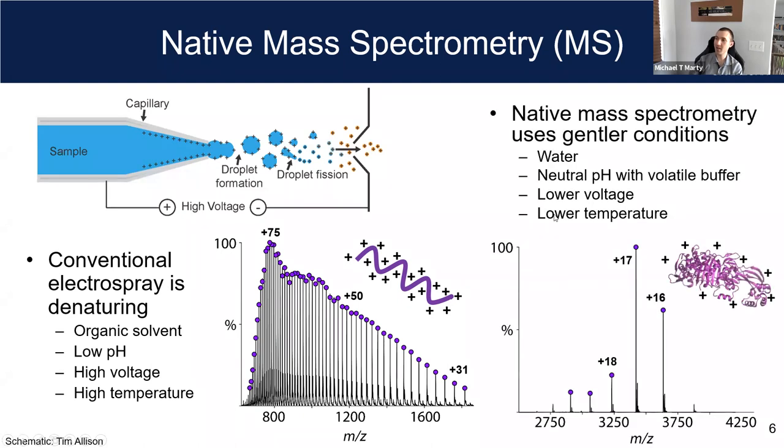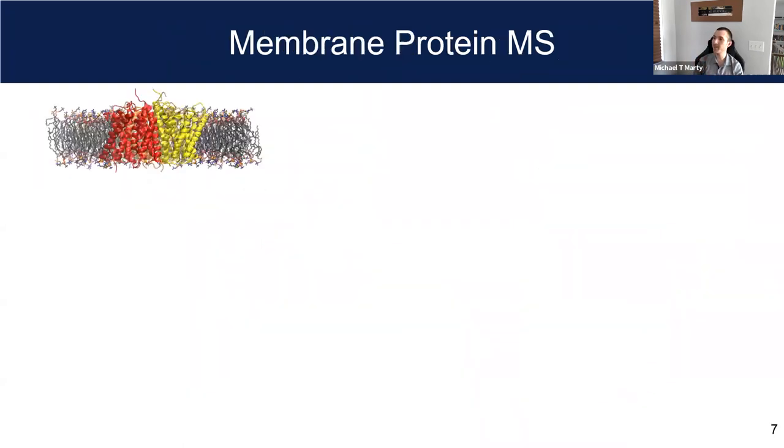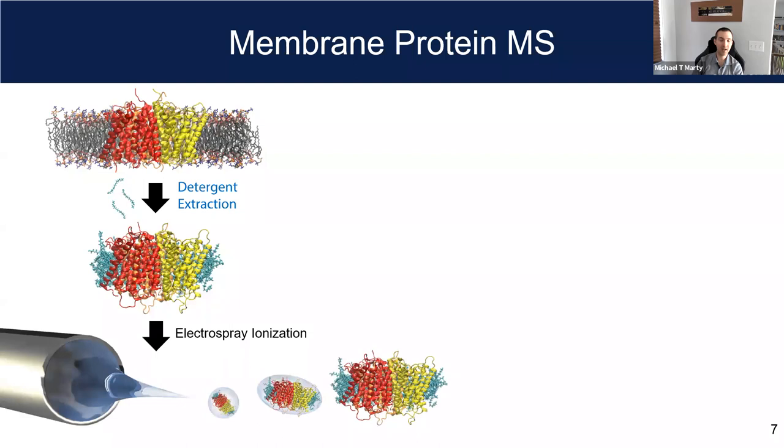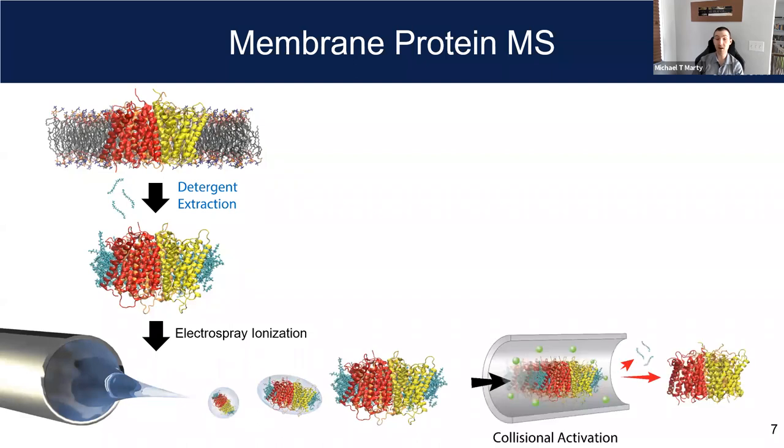But if we switch it and use gentler conditions, so we use non-denaturing buffers, so water, neutral pH, volatile buffer like ammonium acetate, we use gentler ionization conditions, we can keep this complex intact. And now we see we have a much tighter charge state distribution, much lower charge overall. So what people typically do with membrane proteins is that they'll start with the protein in a membrane, they'll extract it in detergent, they'll electrospray that, and then they'll break off the detergent with collisional activation.